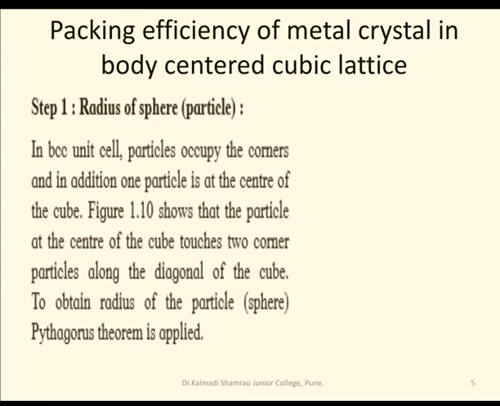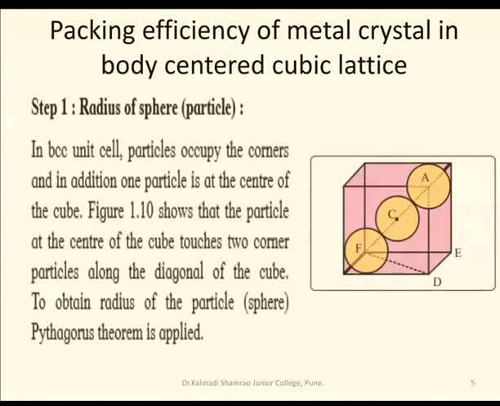Now let us see the packing efficiency of metal crystal in body-centered cubic lattice. The first step is radius of sphere or the particle. In BCC unit cell, particles occupy the corners and in addition, one particle is at the center of the cube. As shown in the figure, A and F are the particles at the corners and C is the particle at the center of the cube. So figure 1.10 shows that the particle at the center of the cube touches two corner particles along the diagonal of the cube.